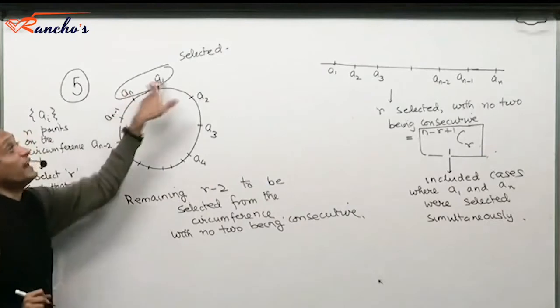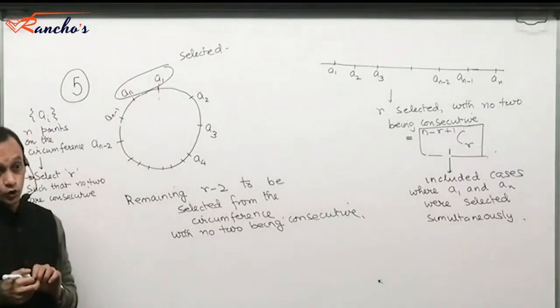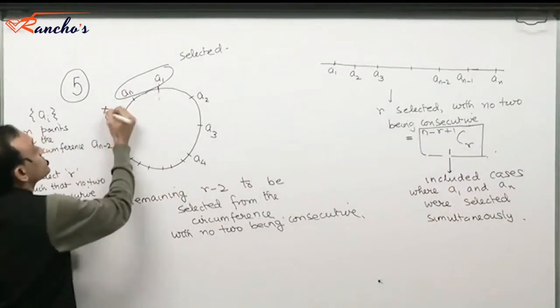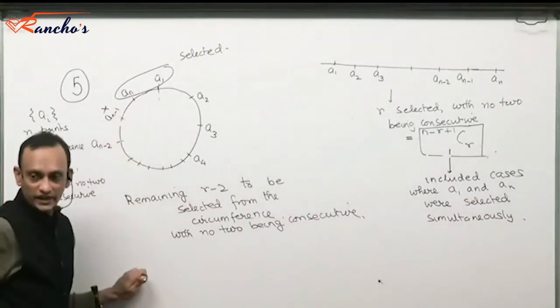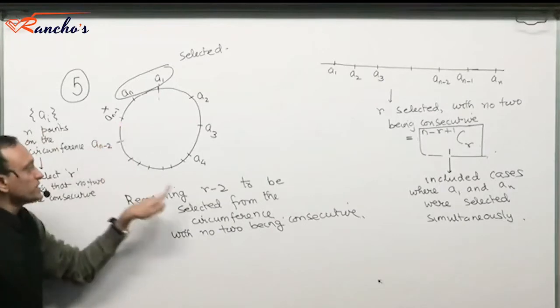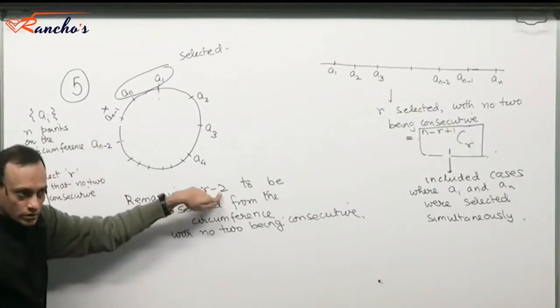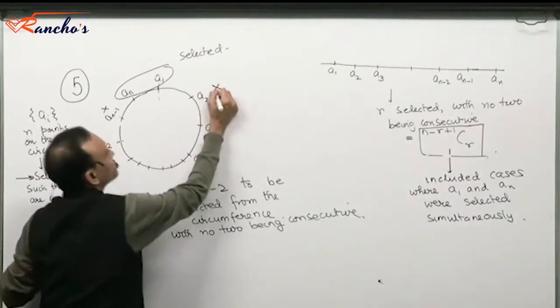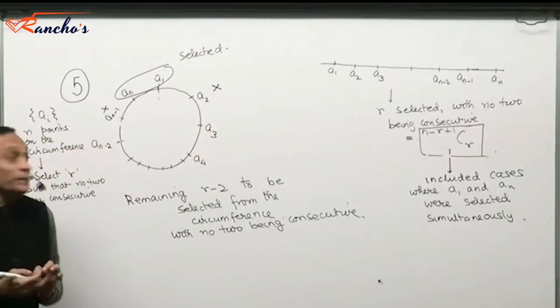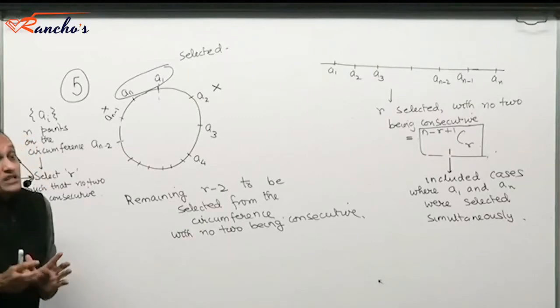So now, if an and a1 have been selected, it prohibits me from selecting an minus 1, because then an and this would become consecutive. So I can't select this. So I have to select r minus 2 more, right? I can't select an minus 1 and I can't select a2. Yes or no?